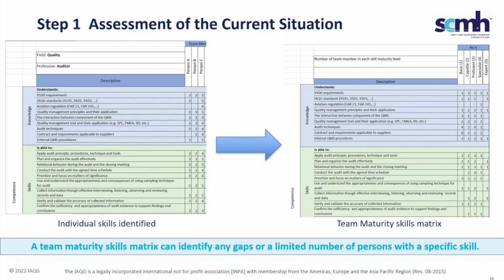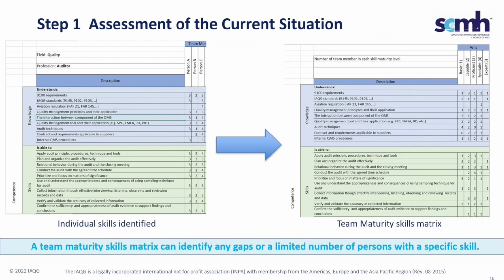So based on the analysis of the skills level of each employee, the line manager can build the team maturity skills. In the example here, for the profession auditor, we have person A, person B, person C with their maturity for each knowledge and skills on the left. And on the right, we have the team maturity skills matrix.